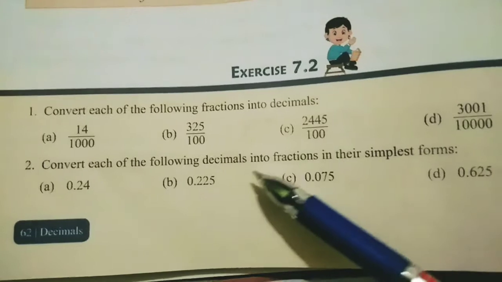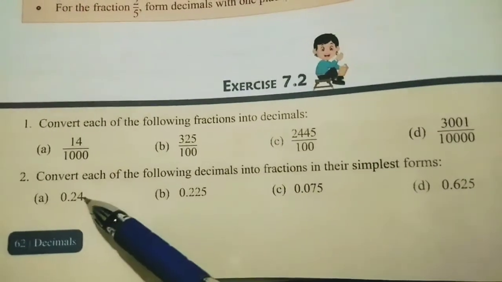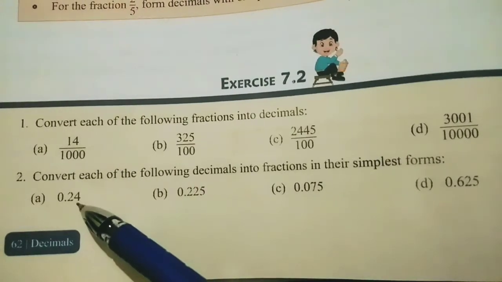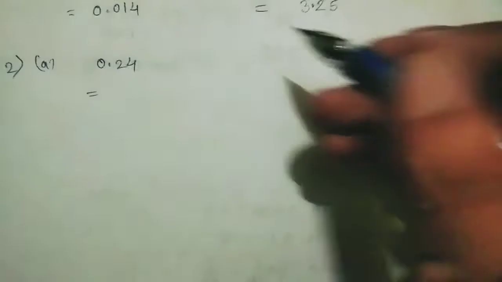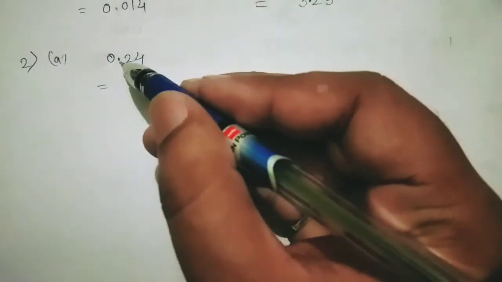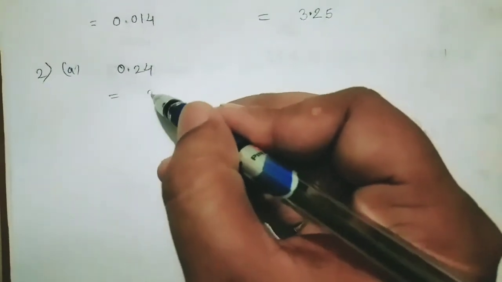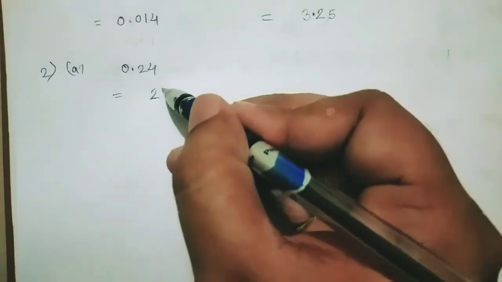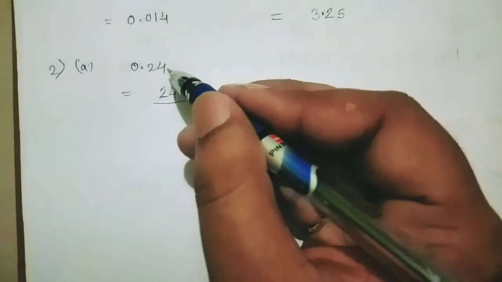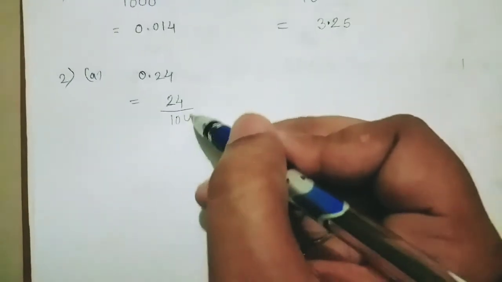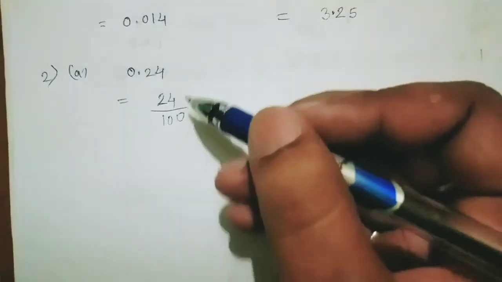Now see next question number 2. Convert each of the following decimals into a fraction in its simplest form. So these decimal numbers are given, you have to convert them into fractions, and you have to make it simplest form. Let's see. Here the question is 0.24, and that means after the decimal point there are 2 digits. That means first of all you have to write the number which is given, 24. How many digits are there? 2 digits. That means there will be 100. So the answer is 24 by 100, but you have to make it in simplest form.